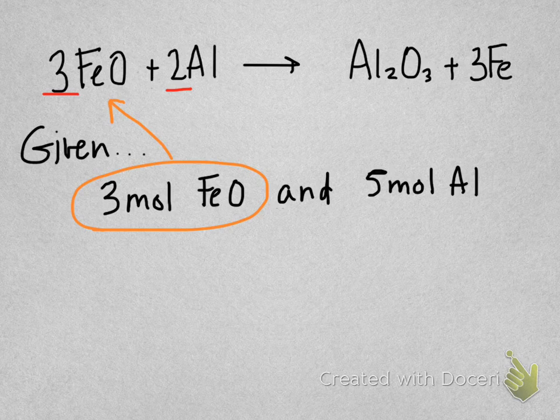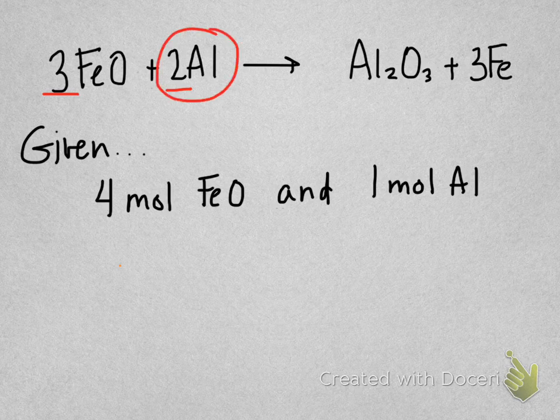Okay, let's try another quick conceptual. What if we're given 4 moles of iron(II) oxide and only 1 mole of aluminum? Which one will be our limiting reactant? Yeah, of course. The aluminum is now going to limit us because we only have 1 mole of it, so it cannot react all 4 moles of the iron(II) oxide.